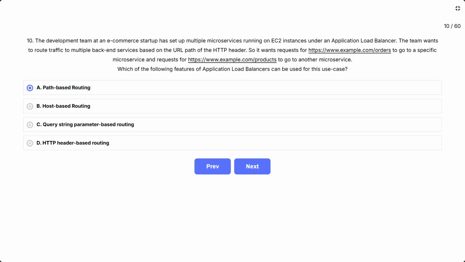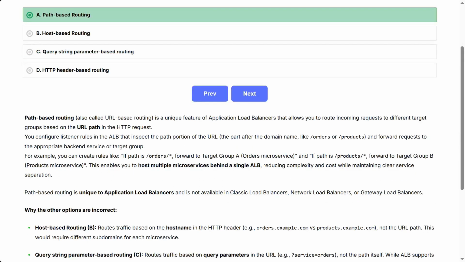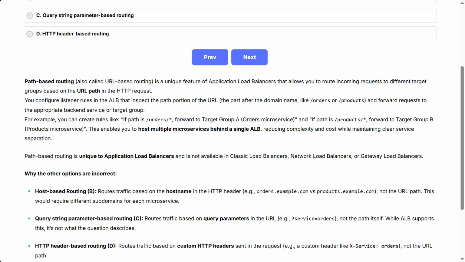Path-based routing, also called URL-based routing, is a unique feature of application load balancers that allows you to route incoming requests to different target groups based on the URL path in the HTTP request. You configure listener rules in the ALB that inspect the path portion of the URL, the part after the domain name, like /orders or /products, and forward requests to the appropriate backend service or target group. Why the other options are incorrect.